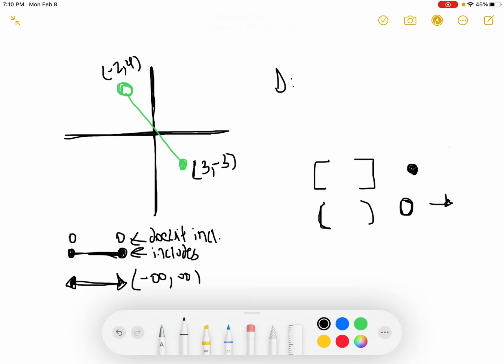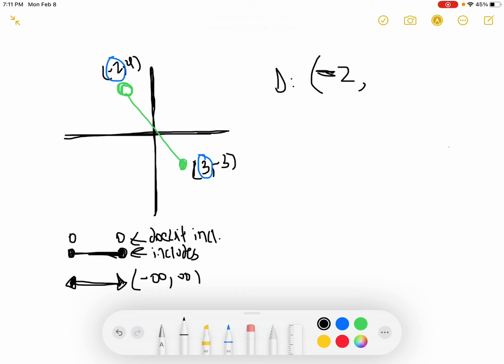So let's see. Domain is the x values, so let's go in blue for the x values. We have a 3 here and a 2 here. You always go from left to right, so we do the one that's furthest left first. That's negative 2, but that's a not colored in dot, so we use parentheses. Negative 2. And then the next thing we have is a 3, and we need a bracket here because this is a colored in dot. That means that's all of the x values in this data set.